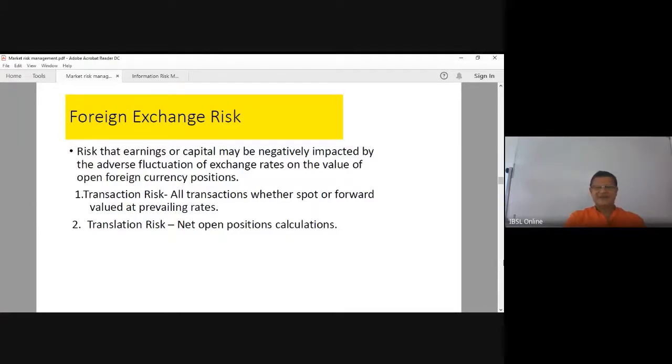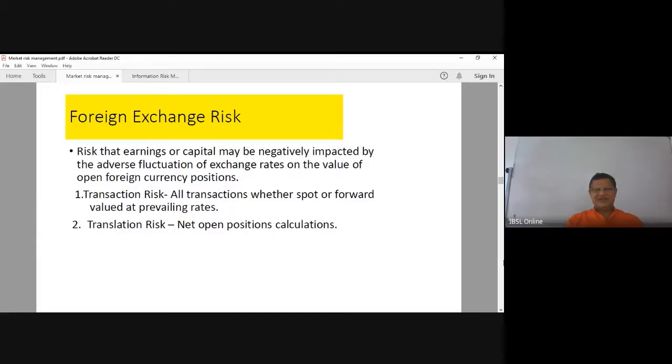Similarly, we do transactions the world over. As a result, anything done in Europe will be denominated in euro. Similarly, if it's done in Switzerland, they do transactions in either euro or Swiss franc. So your account will be denominated in that particular foreign currency.